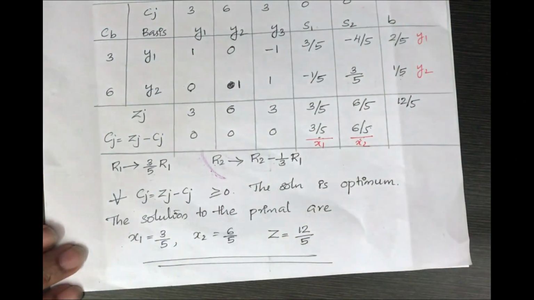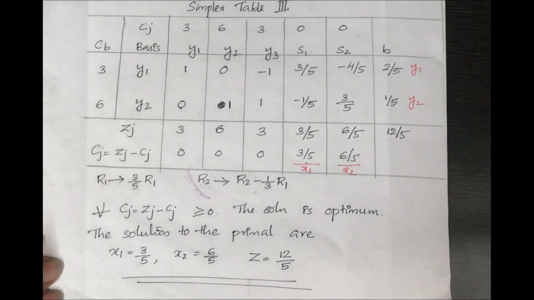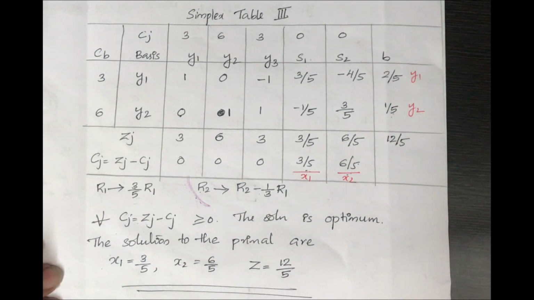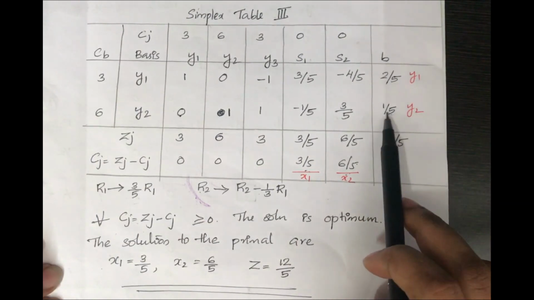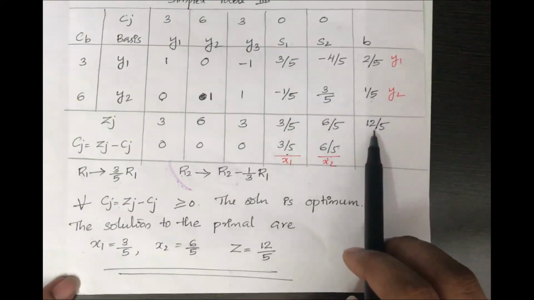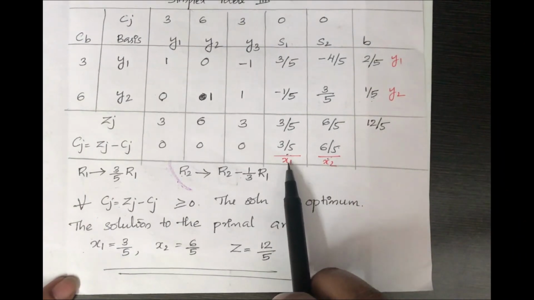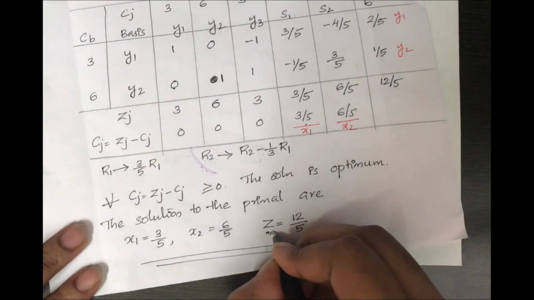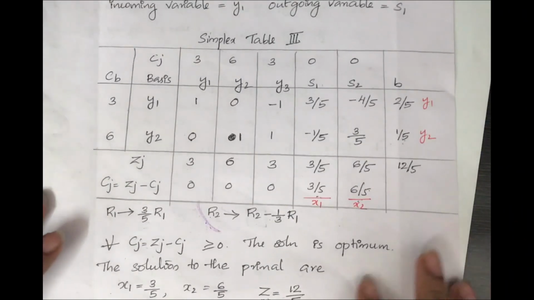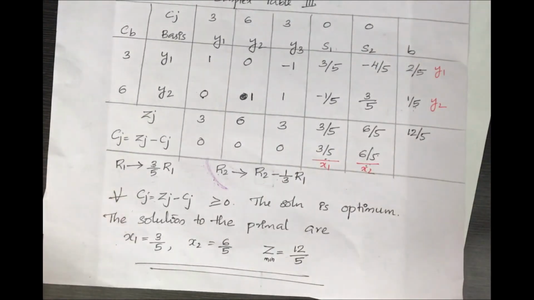We used the dual and solved the LPP. From the optimum table of the dual solution, we get the solution of the primal also. The solution of the dual is y1 equal to 2 by 5, y2 equal to 1 by 5, and Z max is equal to 12 by 5. The solution of the primal is x1 equal to 3 by 5 and x2 equal to 6 by 5 and Z minimum equal to 12 by 5. I hope you understand the concept of duality and how to use duality to solve an LPP.